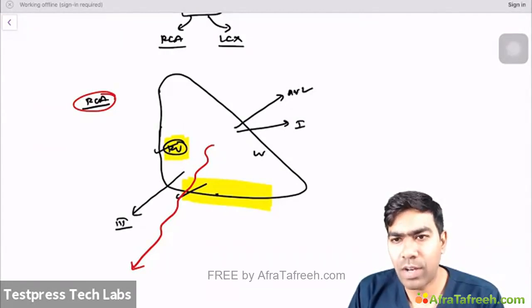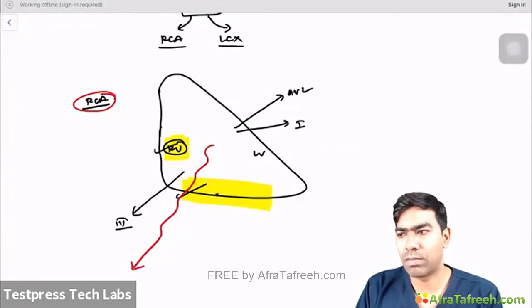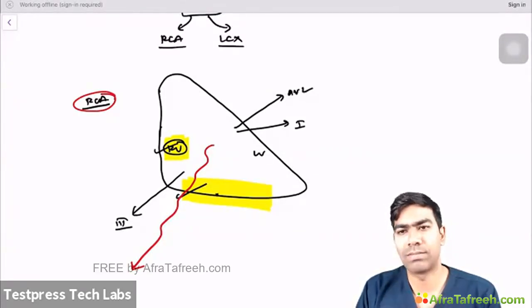Clear? So how to find out which is primary and which is reciprocal? I mean, do you think ST elevation will be reciprocal?